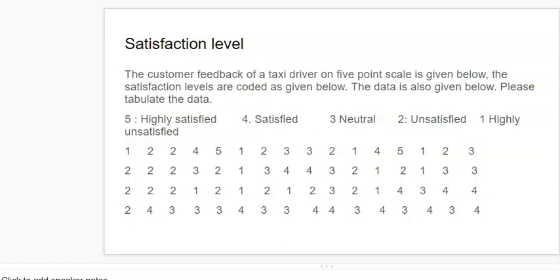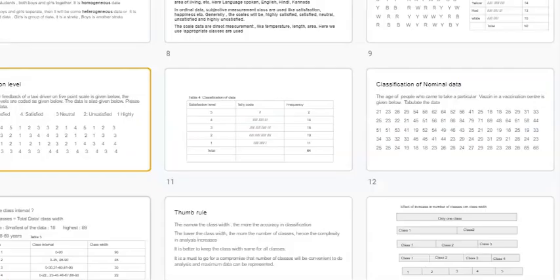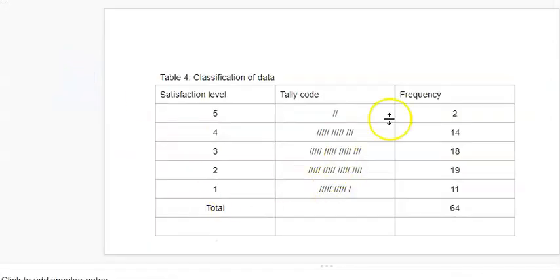Then satisfaction level 5, 4, 3, 2, 1. 5 is highly satisfied, 4 is satisfied, 3 is neutral, 2 is unsatisfied and 1 is highly unsatisfied. And now when we classify it into a table, so 5 here, 2, 4, 14, 3, 18. So you can see that one sign, slash. Now this is called tally.